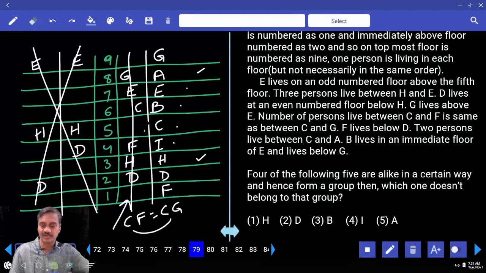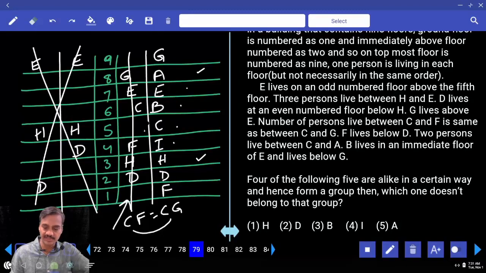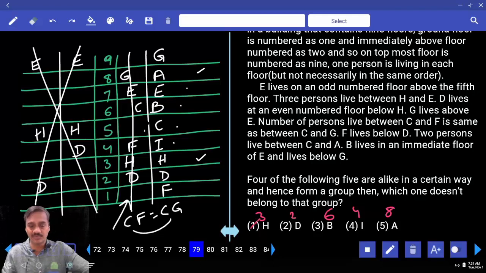And 4 out of the following means odd one out. H, D, B, I, A. Now D is on the second floor. H's floor is 3. And D's floor is 2. And B's floor is 6. And I's floor is 4. And A's floor is 8. Now except H, the remaining persons are living on even number floors, whereas H lives on an odd number floor.